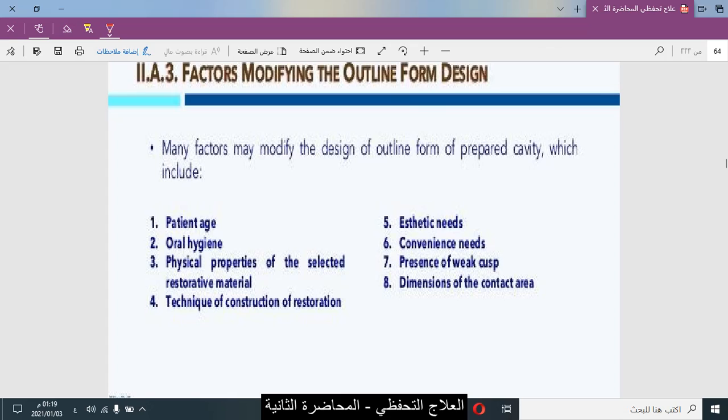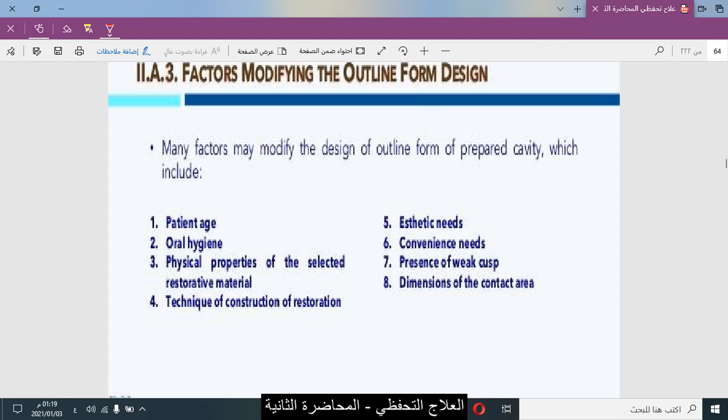Physical properties of the restorative material. Some restorative materials bond to the tooth structure and reinforce it, and if the case is in enamel, we have no problem with that restoration. Amalgam will need to be placed into the dentine, and amalgam is brittle, so we have to make the outline more rounded and keep the bulk of the amalgam not less than 2 millimeters in thickness.